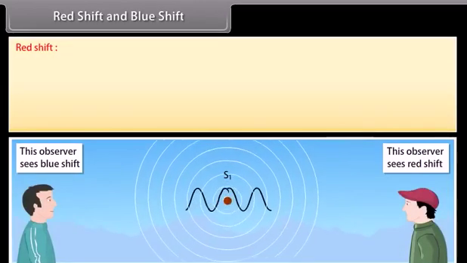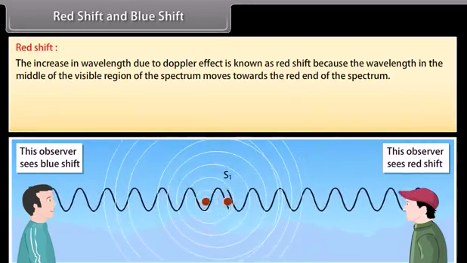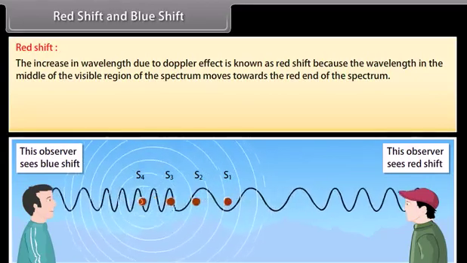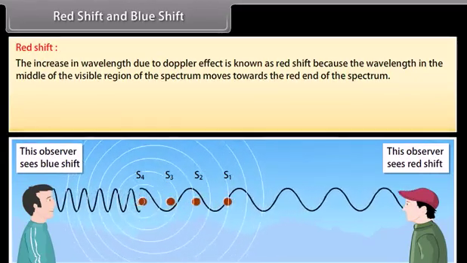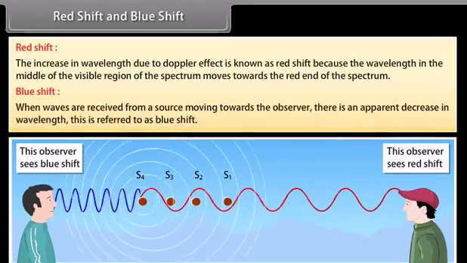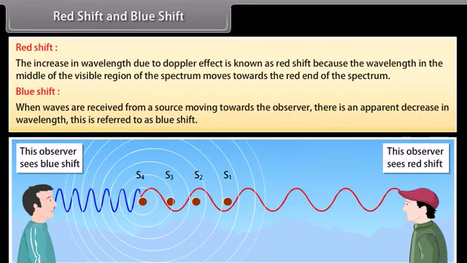Redshift and blue shift. Redshift. The increase in wavelength due to Doppler effect is known as redshift because the wavelength in the middle of the visible region of the spectrum moves towards the red end of the spectrum. Blue shift. When waves are received from a source moving towards the observer, there is an apparent decrease in wavelength. This is referred to as blue shift.